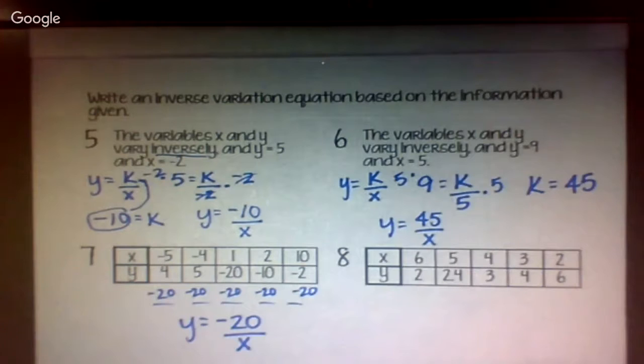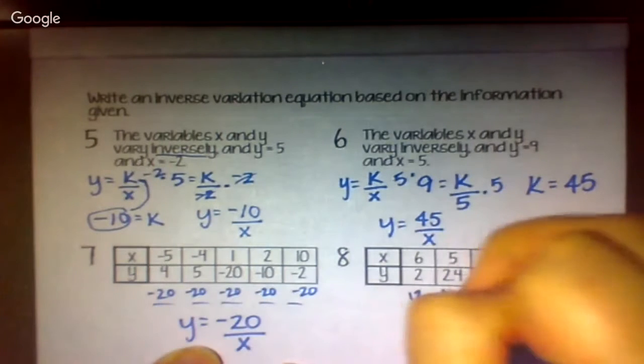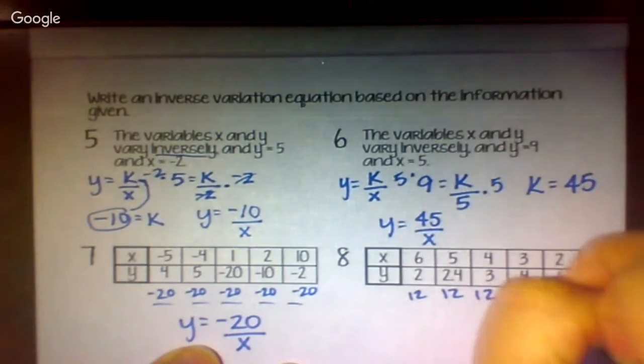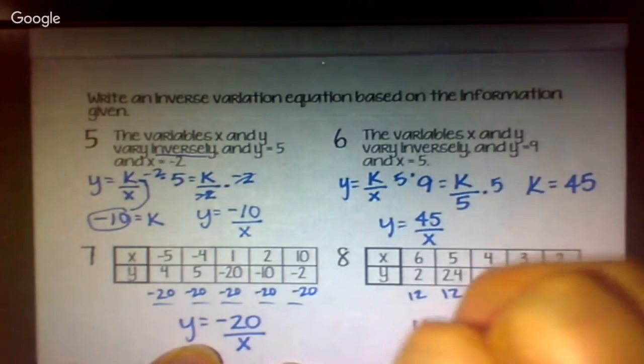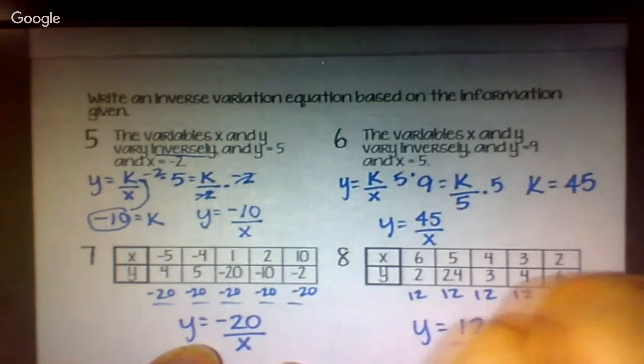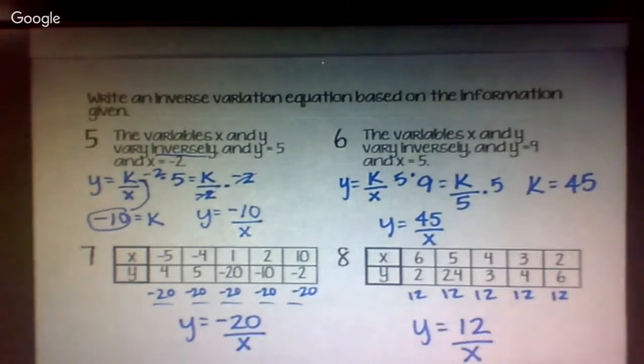Okay. What did we find our K value was here? 12. Every time you multiply, you get a value of 12, which means my equation looks like what? Y equals 12 divided by X. Fantastic. Super duper.